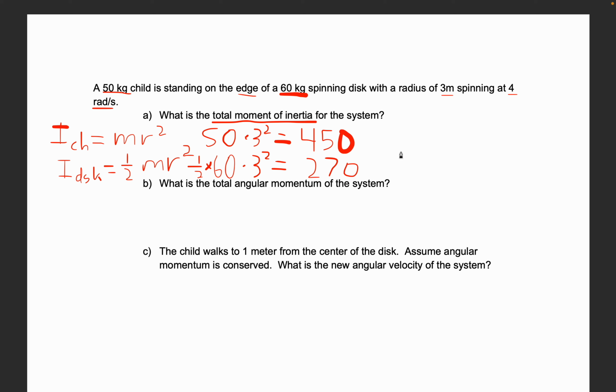And we simply add them together to find the total moment of inertia, I total, and that's going to be 720.